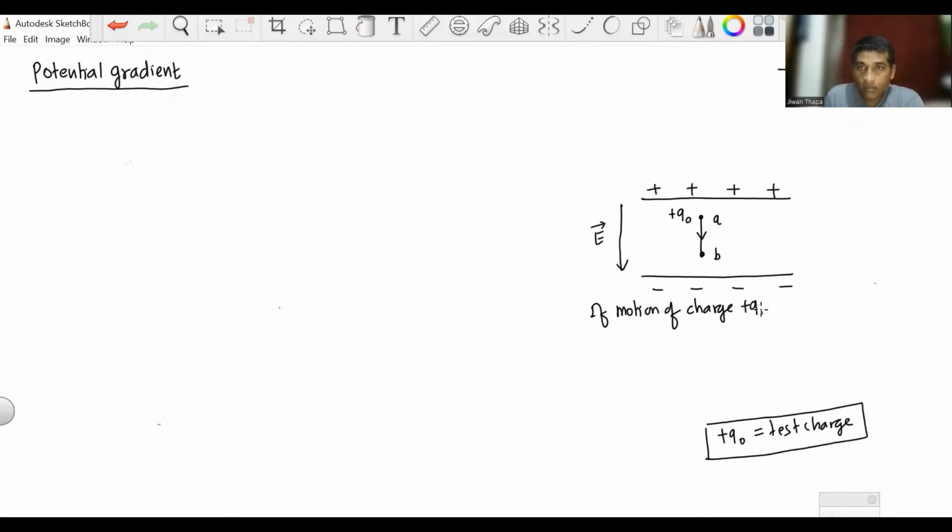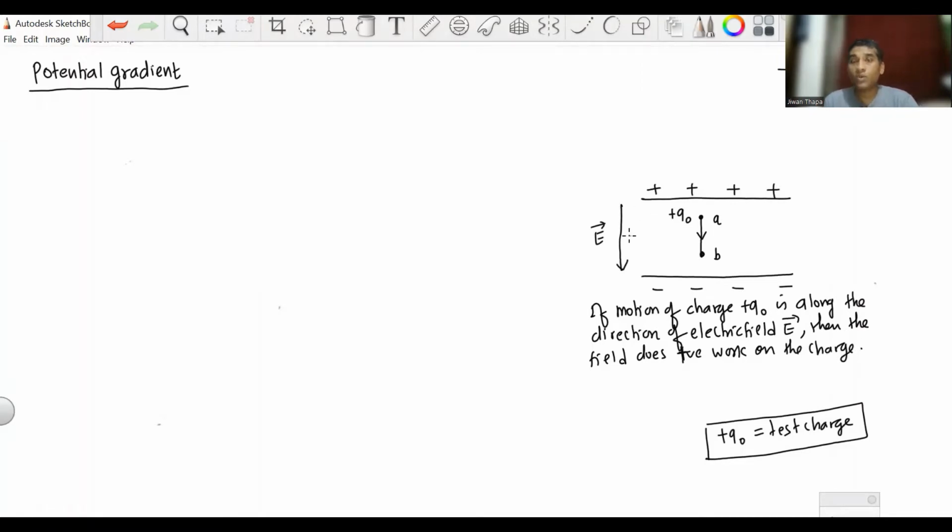charge plus Q naught is along the direction of electric field, then the field, that is electric field, does positive work on the charge. So this is to be noted.